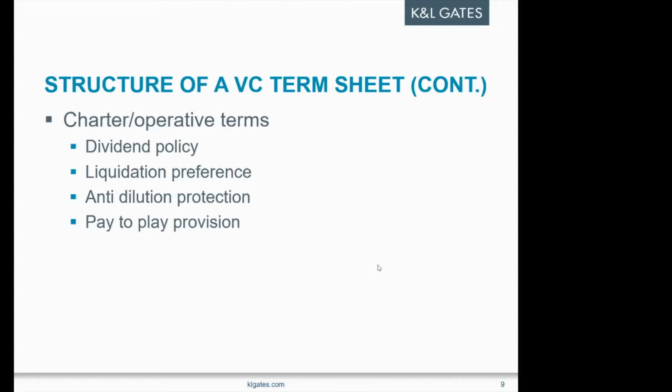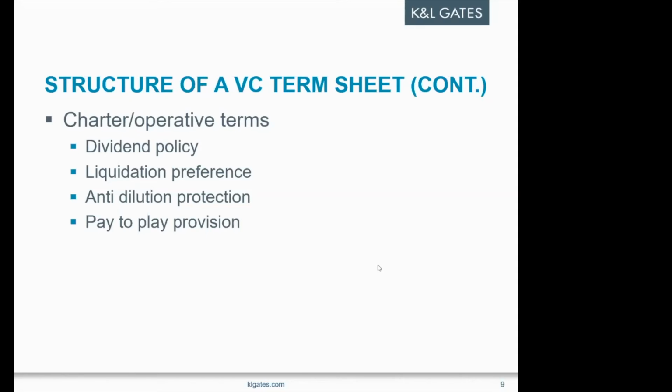So the next section would be the operative terms, and here you'll find a bit more of the technical terms, such as the dividend policy, which will set out the amount that dividends are paid, the timing, and the cumulative nature of dividends. You'll also probably see some information on the liquidation preference. The liquidation preference gives the investor the option to either receive the liquidation preference or convert their preferred shares into common shares. And these are the amounts that the company must pay at exit to the investor.